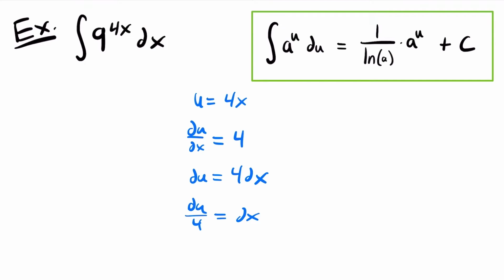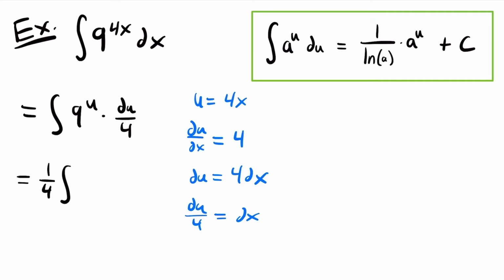We can rewrite this integral and have that it is equal to the integral of 9 to the power of u times du divided by 4, right? We replaced 4x with u because that's what we set it equal to. And then we replaced dx with du divided by 4 because that's what we set that equal to. And so if we pull this 1/4 to the outside of the integral, we'll have that this is equal to 1/4 times the integral of 9 to the power of u du.